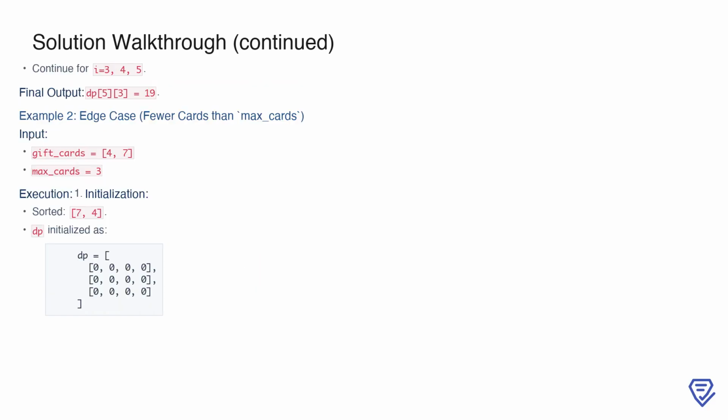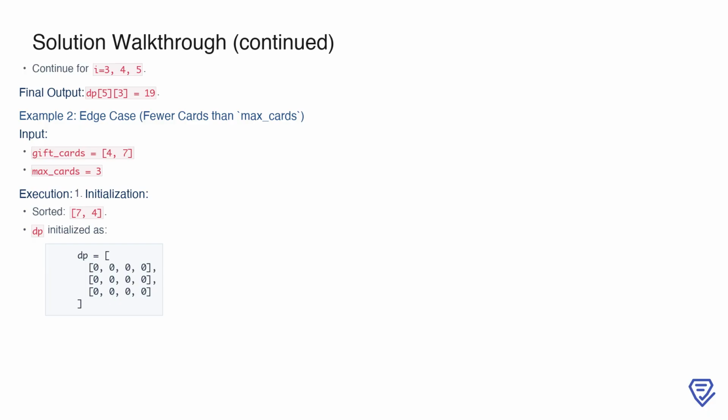Continuing this process, we handle the remaining cards one by one. For the third card, which has a value of 5, we update the table to reflect the best possible sums for each card limit. Similarly, we incorporate the values of the fourth and fifth cards, which are 3 and 2, respectively. After processing all entries, the final value in DP[5][3], representing the maximum value achievable using all 5 cards while selecting up to 3 cards, is 19. This completes the first example.